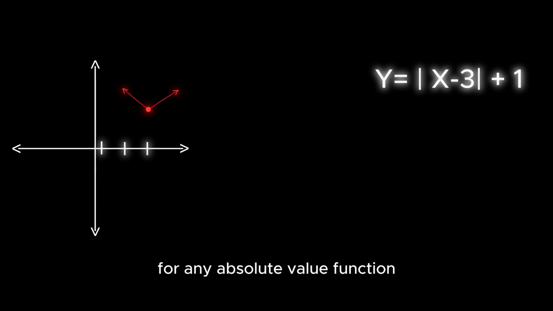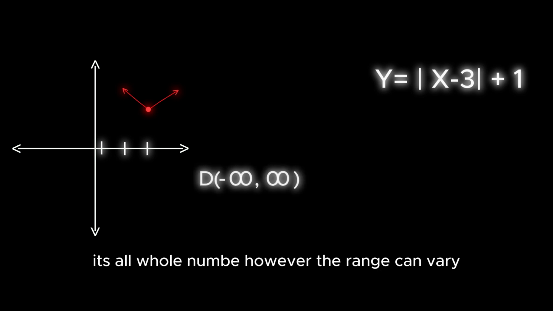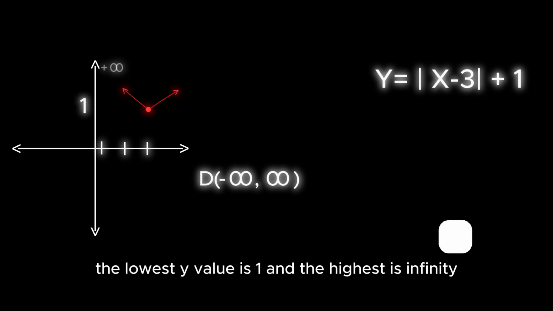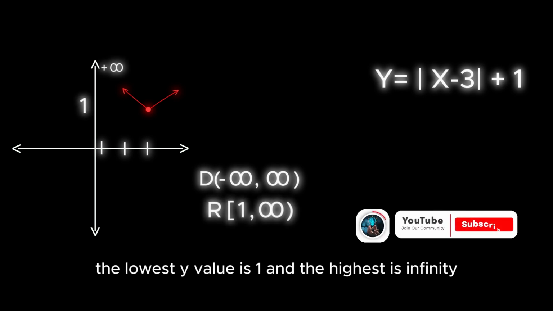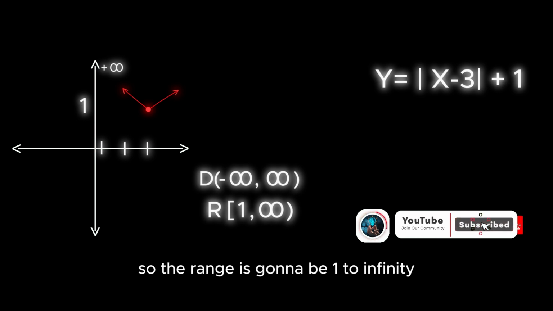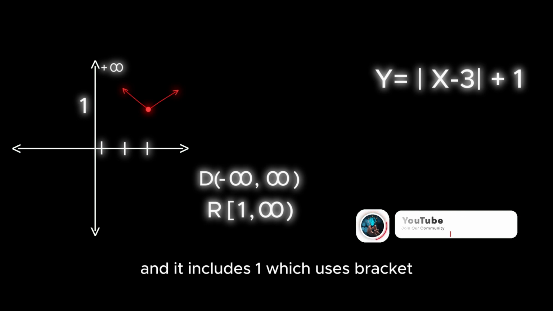For any absolute value function, the domain is going to be the same. It's all real numbers. However, the range can vary. The lowest y value is 1, and the highest is infinity. So the range is going to be 1 to infinity, and it includes 1, so we need to use a bracket.